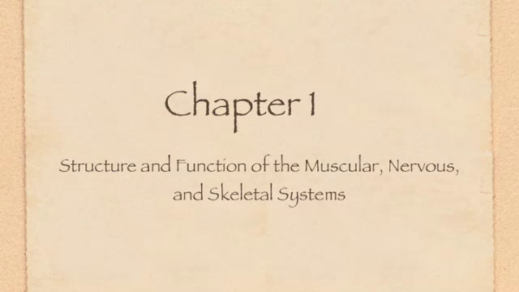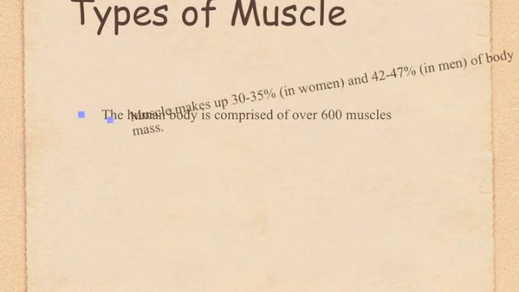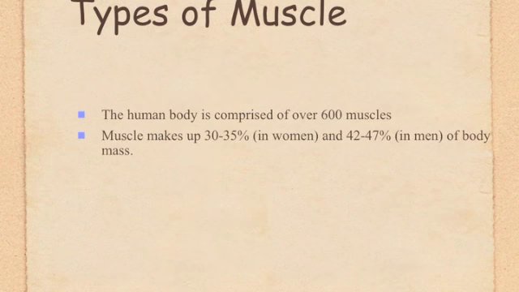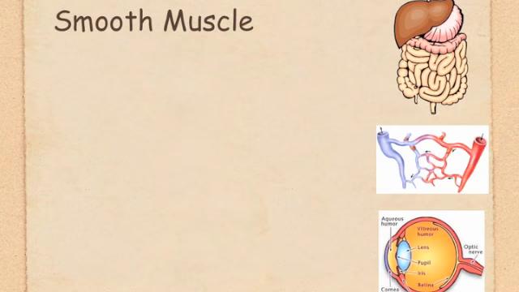All right, we'll start talking about Chapter 1 in the National Strength and Conditioning Association Personal Training Book. And one of the first things we'll talk about is that there are different types of muscles in our body. We have over 600 muscles, and they comprise different proportions of the male and female anatomy, with women having less muscle mass proportionally than men. And there are three types of muscle: cardiac muscle, smooth muscle, and skeletal muscle.